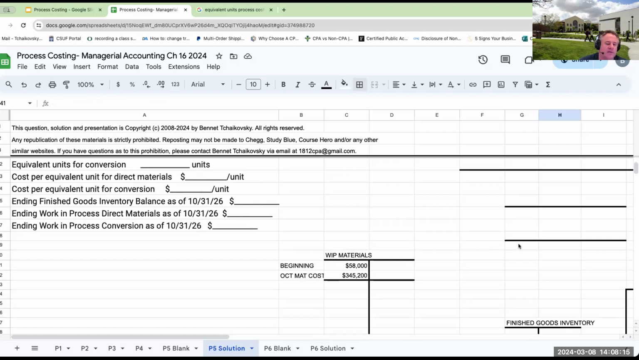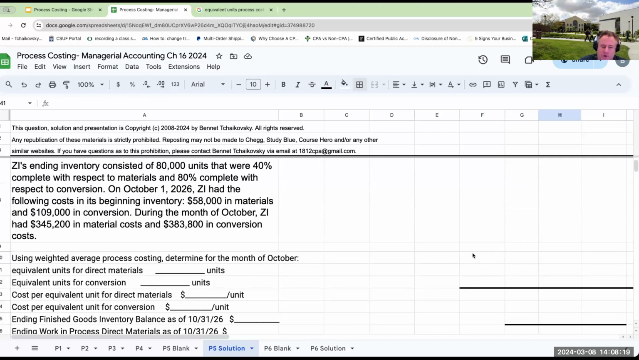So let's go ahead and take a look at this. We're doing weighted average process costing. The first thing we have to do is figure out our equivalent units. Our equivalent units are coming from 3 different sources. We have beginning, we have started and completed, and then we have our ending.